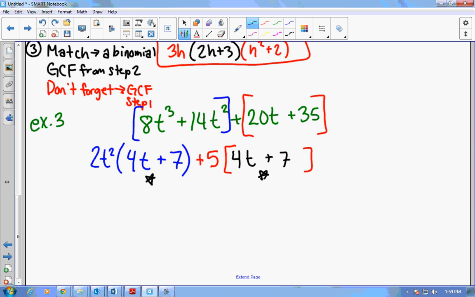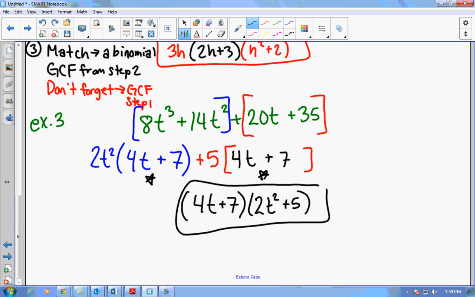That should happen. So one of the factors is that match, 4t plus 7. Who can tell me the other factor? Alicia? Excellent. And she got that because these have something in common. And if we remove them to pull them out, to factor them out, it leaves the coefficients 2t squared plus 5.